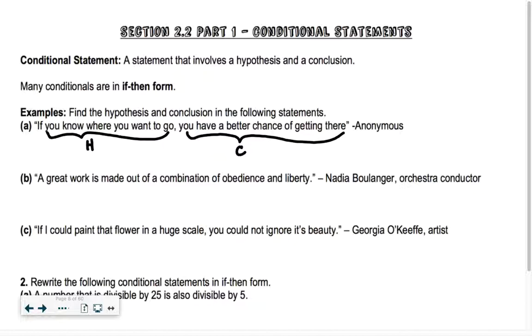Okay. So the next one, a great work of art is made out of a combination of obedience and liberty. So what are we saying when we put it in if-then form? We're saying, if a work is great, so let's say the hypothesis is a work is great. And our conclusion is then it must be made out of a combination of obedience and liberty.